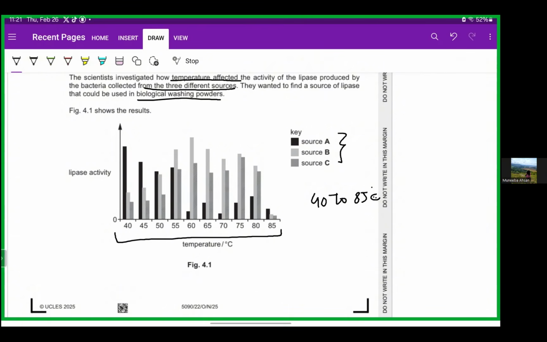Whatever you see in the picture, you just need to describe it without any explanation. Okay, no need of explanation. That is a wastage of time.